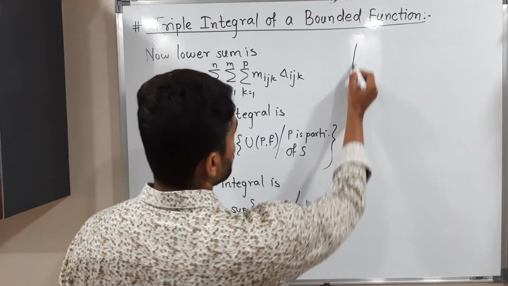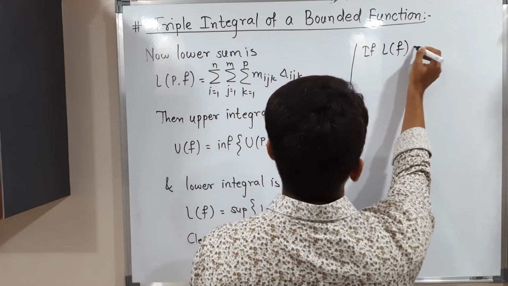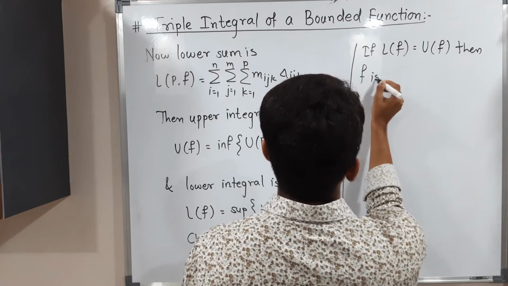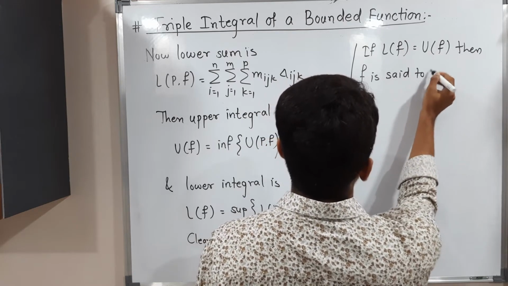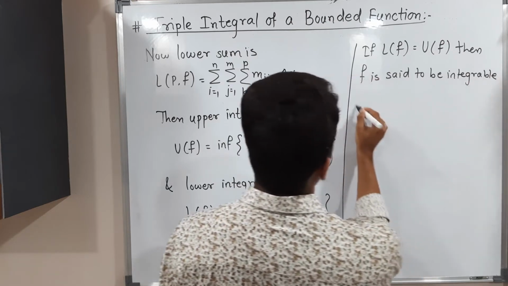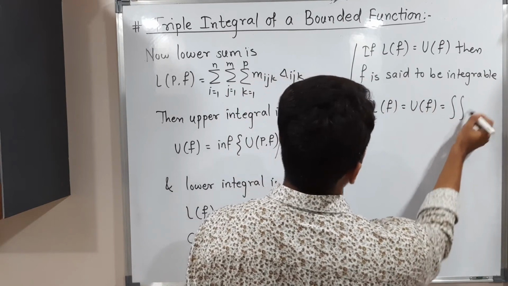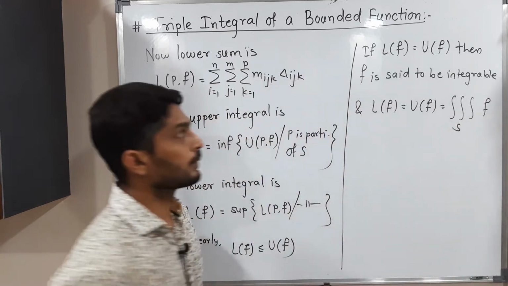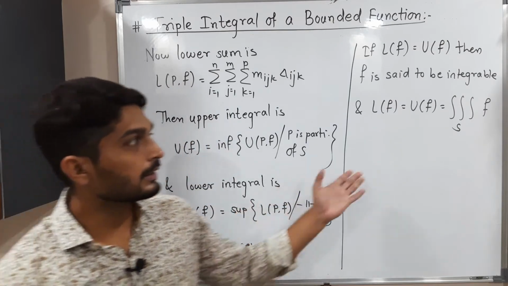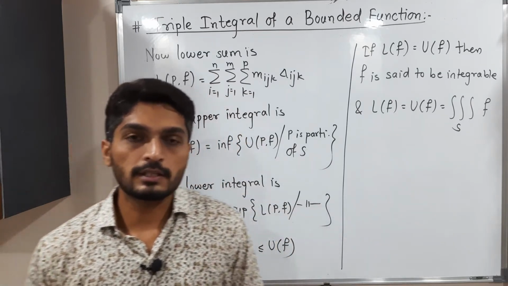See, if LF, that means the lower integral, is equal to UF, then F is said to be integrable. And the lower integral, which is equal to the upper integral, is nothing but the actual integral of F over S. This is the actual definition of integrable, when we say the function is triple integrable. After that I will continue this theory.